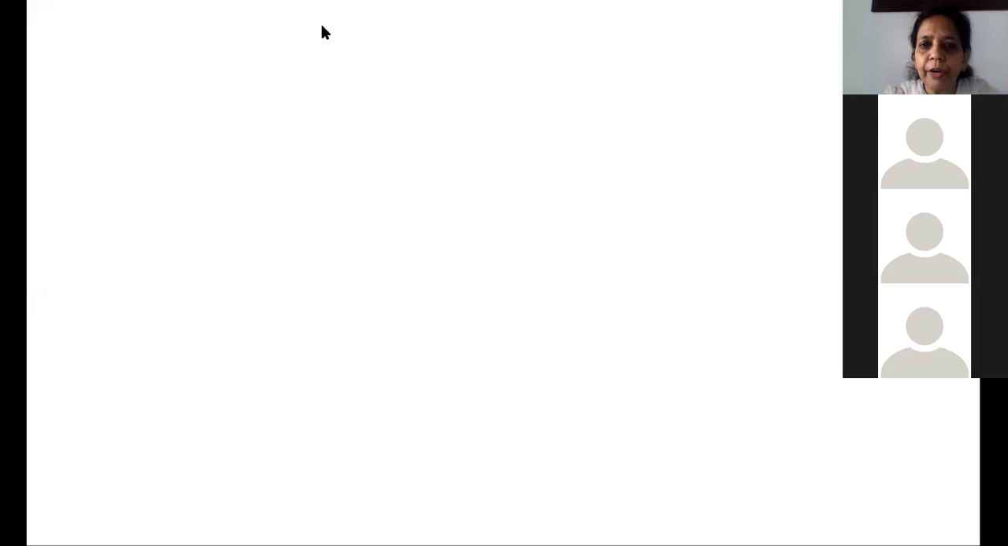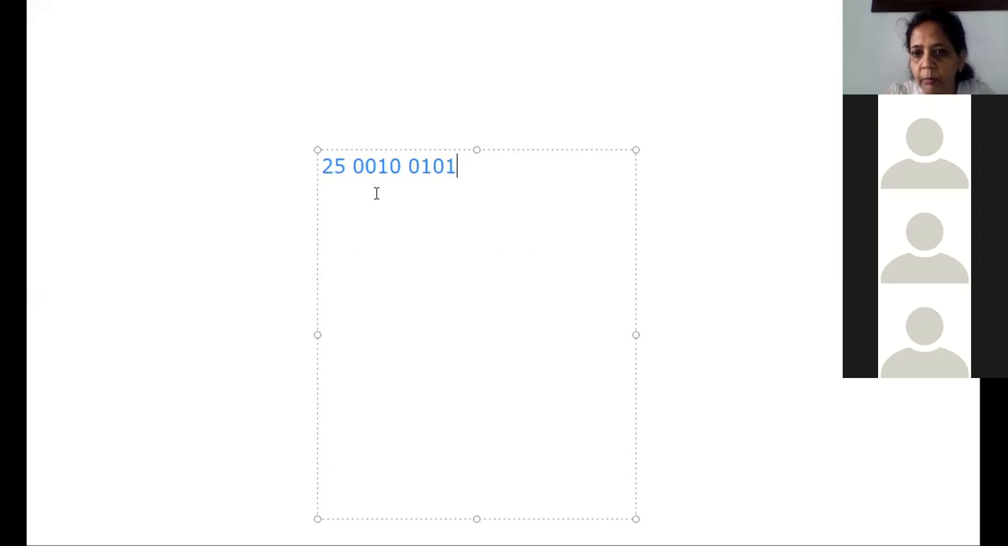Now, how to find the 2's complement of a number, that you know, right? Suppose my number is, for example, 25. Actually, how do you write the 25? 0010 is 2, and then 0101 is 5. So this is your 25. It is 25 in hexadecimal; I am writing it in binary in this form.